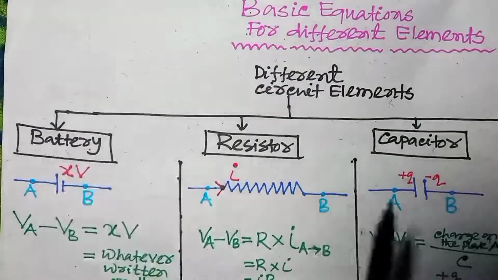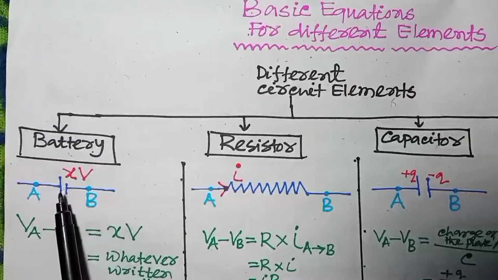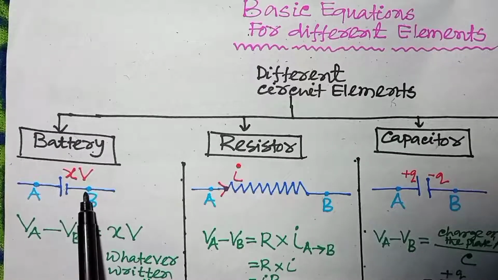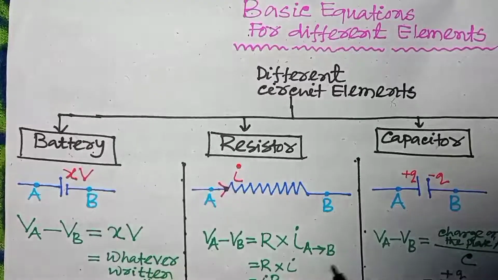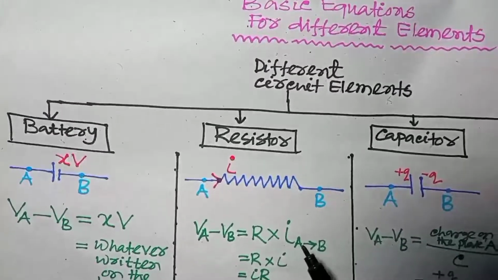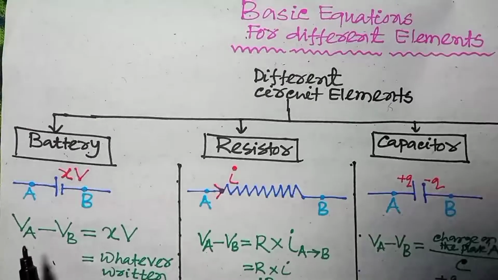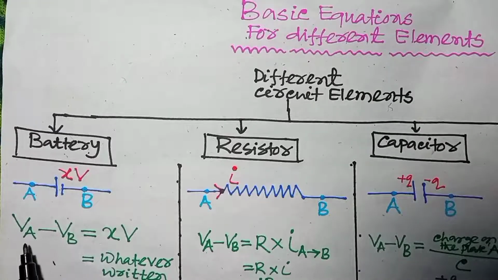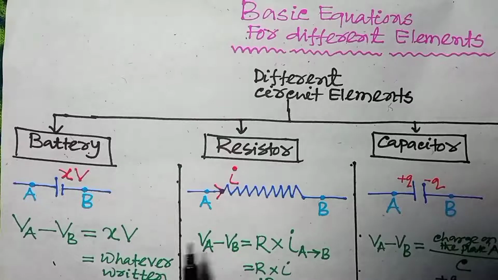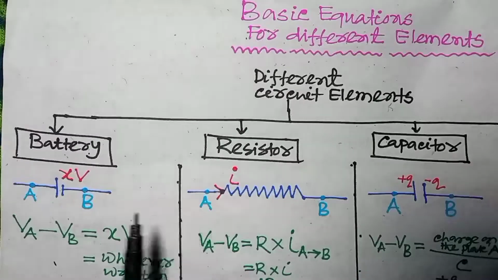So here is the battery, this is the positive terminal of the battery, and this is the negative terminal, and the EMF of the battery is X volt. So the equation for the battery is something like this: VA minus VB is equal to X volt, or we can say whatever is written on the battery.